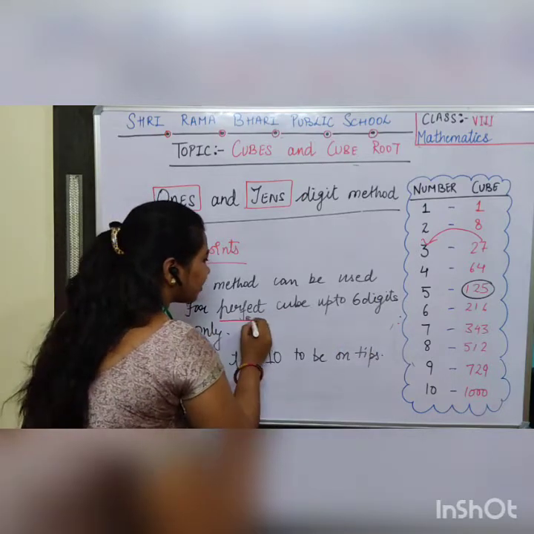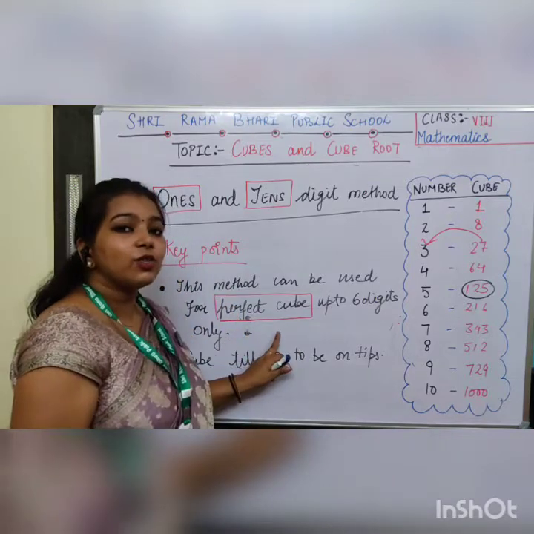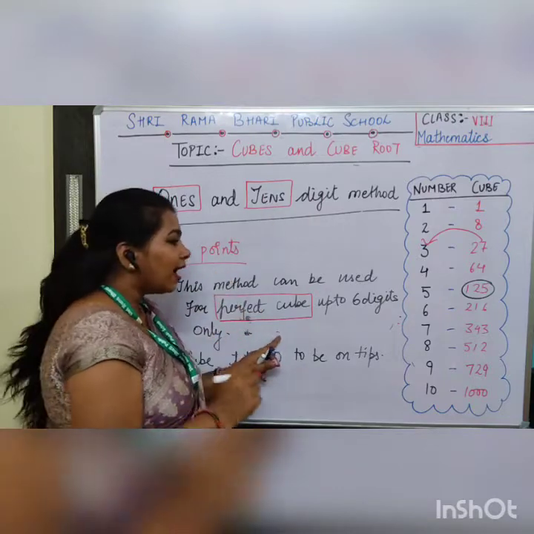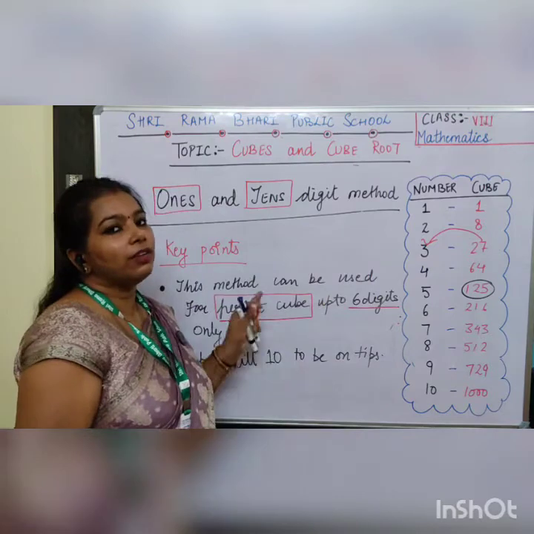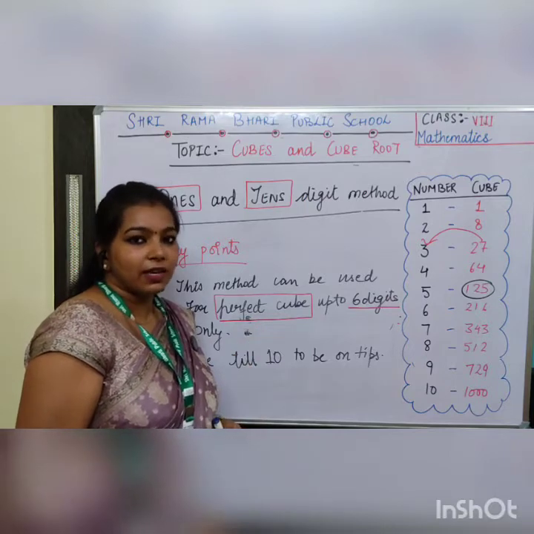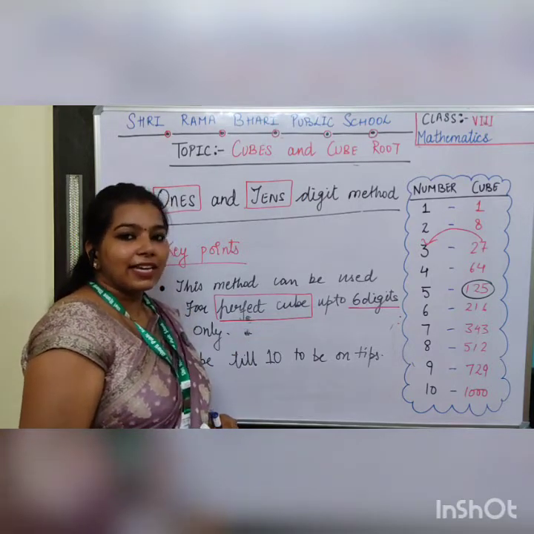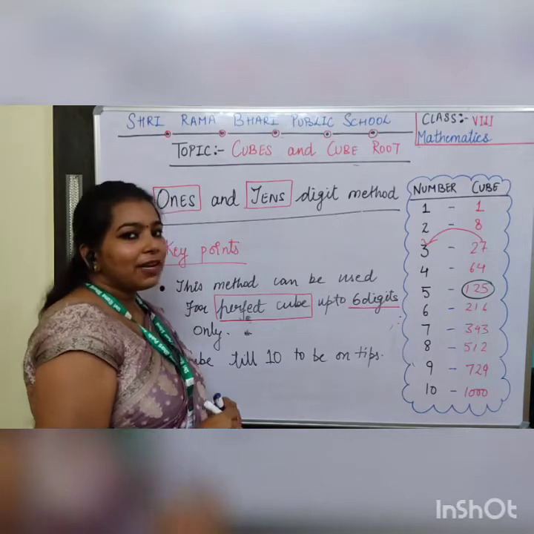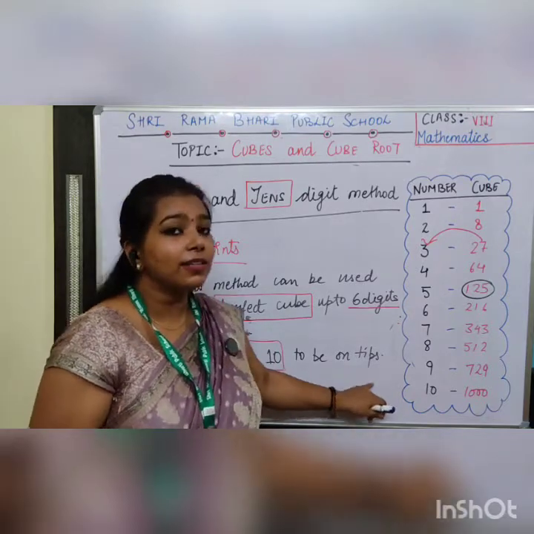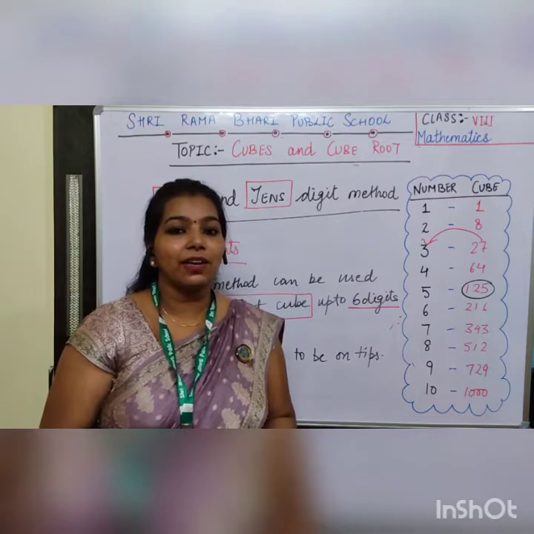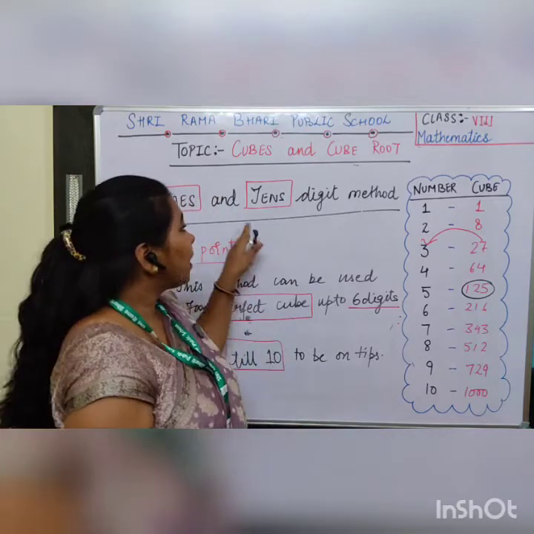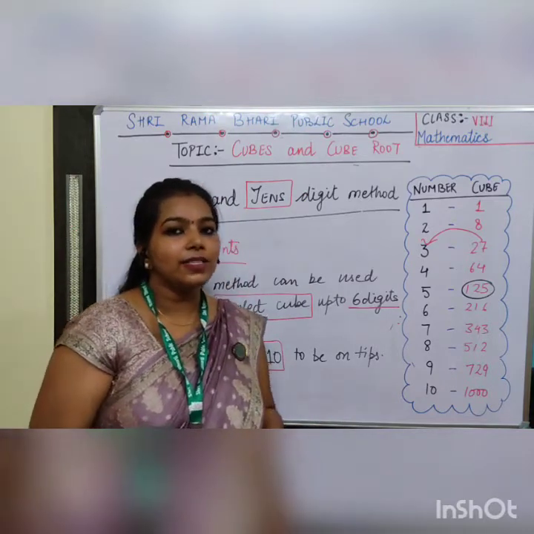The important point here is, first, the number has to be a perfect cube, and only then can we use the ones and tens digit method, and only up to 6-digit perfect cubes. This is a very critical and important point to keep in mind. The second is a tip: we have to be familiar with the cubes up to 10. It is going to help us find the ones and tens digit while using this method.